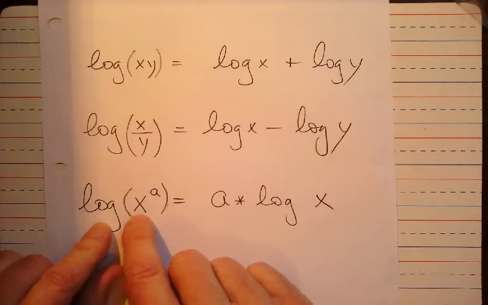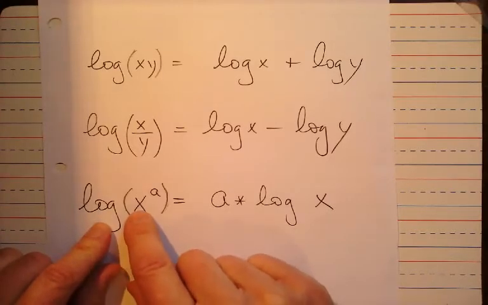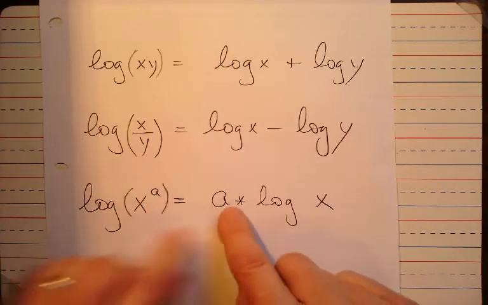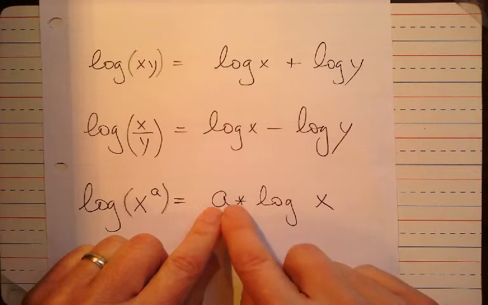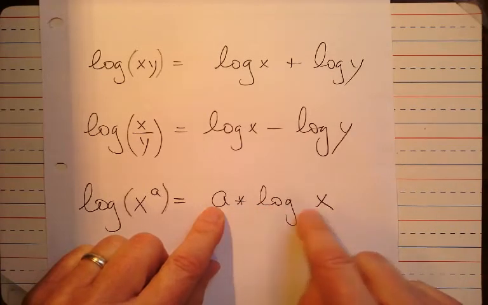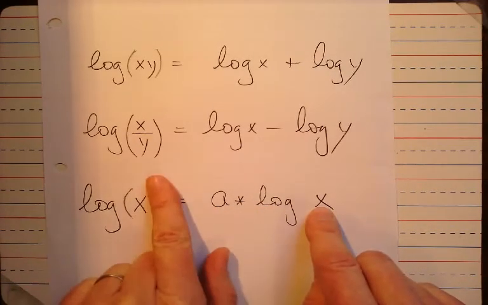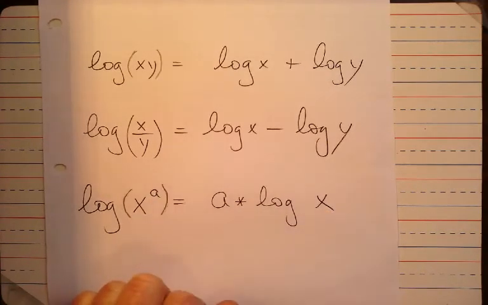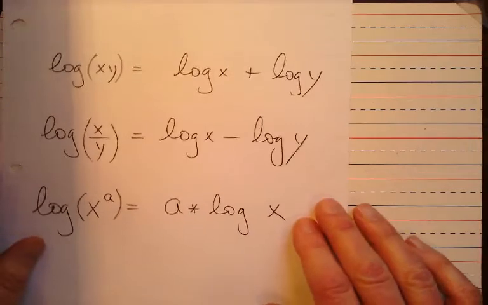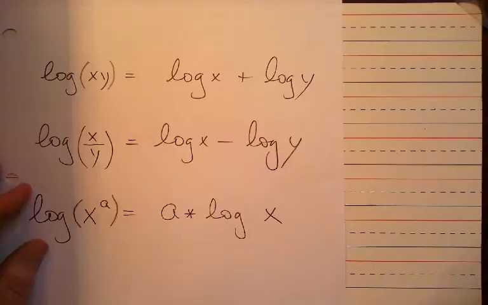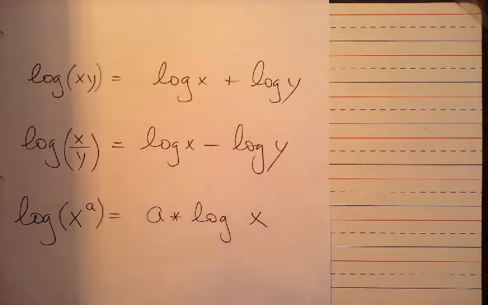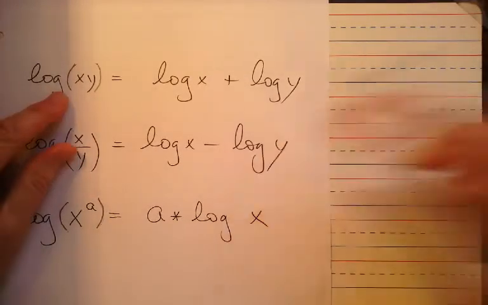And then this one tells us the log of a number that has an exponent on it. That exponent can come down in front and it gets multiplied times the logarithm of the letter without the exponent, right? So the exponent comes down in front. So let's do a couple of examples of each one. And so I'm going to say, let's look at the very first one here.